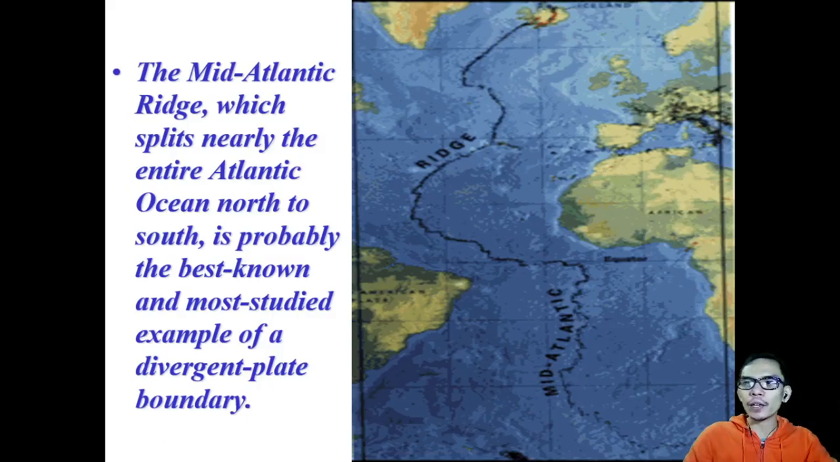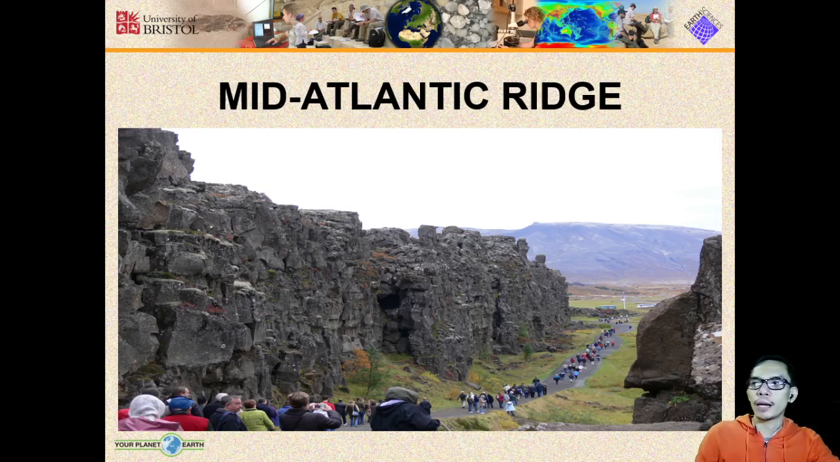Right, so the Mid-Atlantic Ridge is an example of a divergent plate boundary. All right, let's look for more places where we can find divergent plate boundaries. This is Iceland. As you can see here, the land was separated due to the movement of the lithospheric plates away from each other.